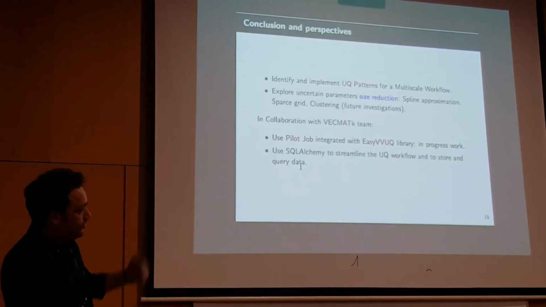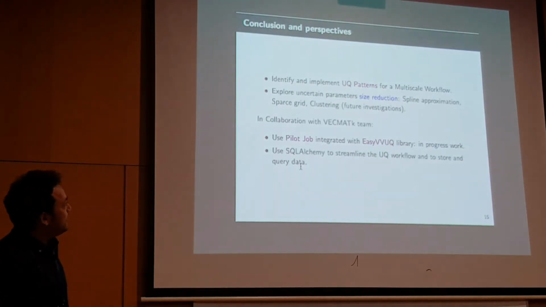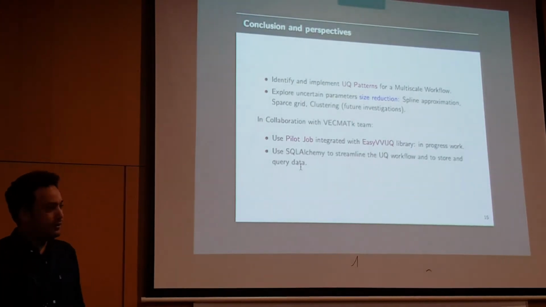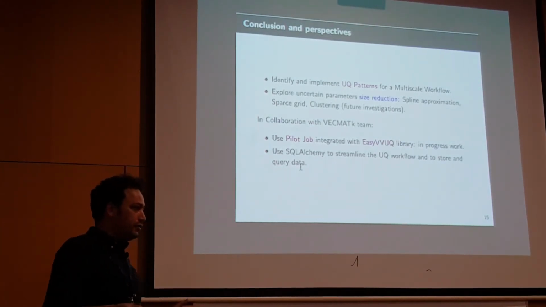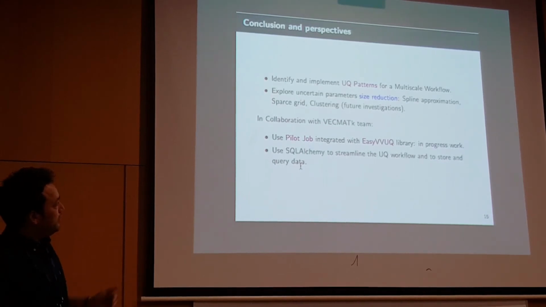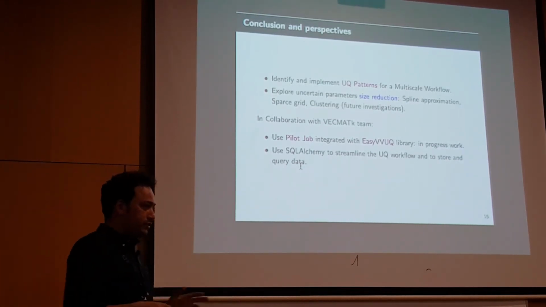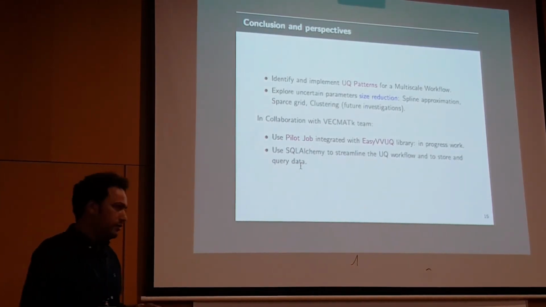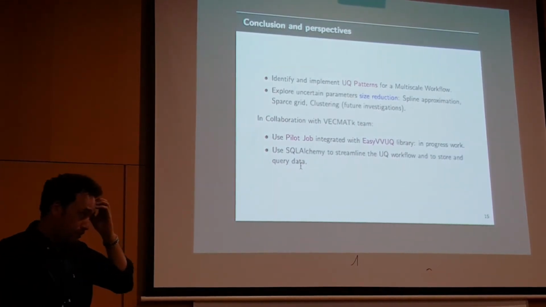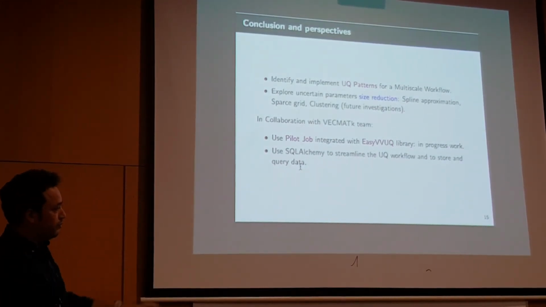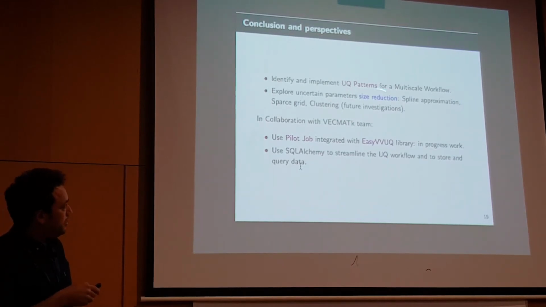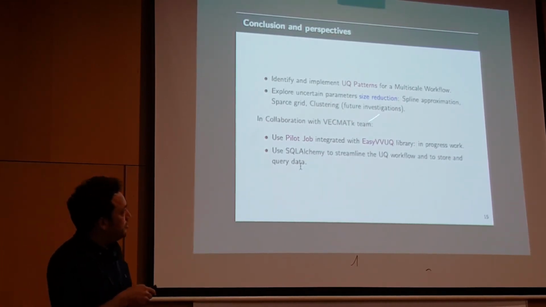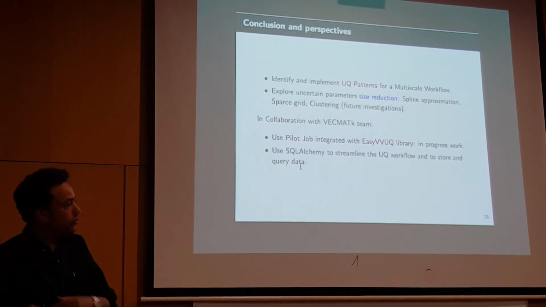So for the conclusion, what we did now is we identified and implemented the UQ patterns. We have 2 patterns, and they are always non-intrusive methods for the multiscale workflow. Now we are just working with 3 codes. The third code, the turbulence one, we didn't touch because we just worked with an analytical code for turbulence. So we are exploring this, which is the huge issue with this new turbulence code.